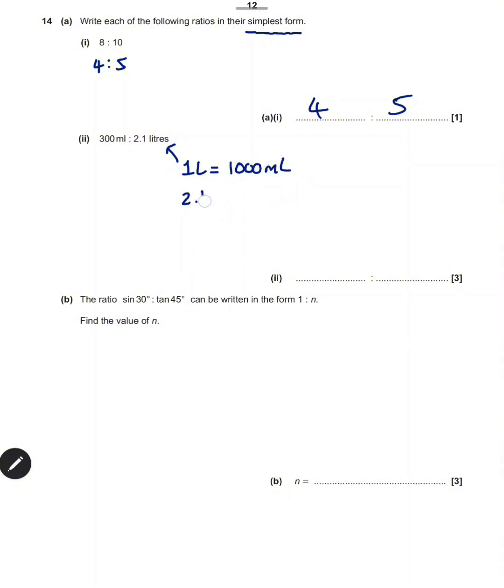So I'm going to do 2.1 times 1,000. Well, 2.1 times 10 would be 21, times 100 would be that, and times 1,000 would be that. So what we get is 300 millilitres to 2,100 millilitres. Straight away we can knock 2 zeros off, which is the same as dividing by 100. And 3 to 21, these are both in the 3 times table, so divide by 3. And 21 divided by 3 is 7.